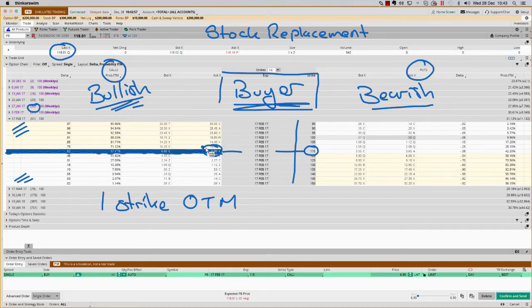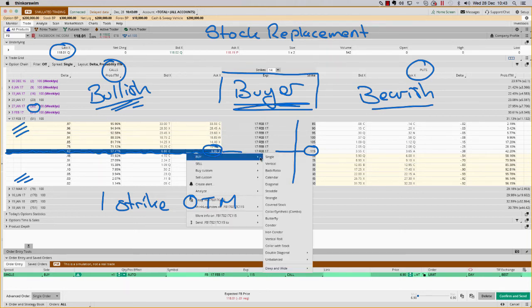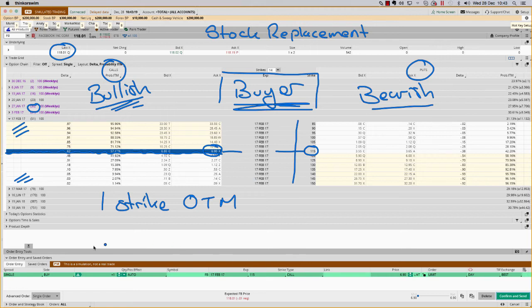So I'm going to click on the ask. You can also right click. Let's just go through that. This has got a pretty neat feature. You can go to right click, buy, and it would just be a single option. That's your other choice that you have available to you. Down at the bottom, you'll get your order ticket. The only thing that you need to check is your position size, and we need to check the price.